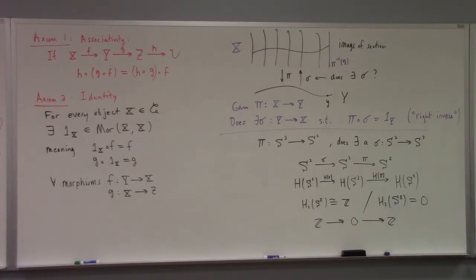Weirdly, they're all abelian. It's just the fundamental group that could be non-abelian. Isn't that weird?